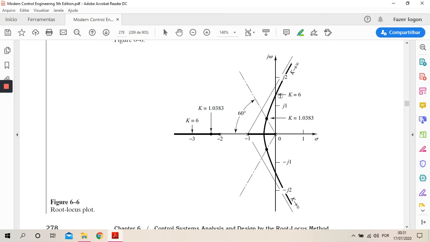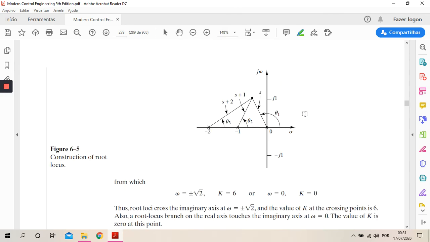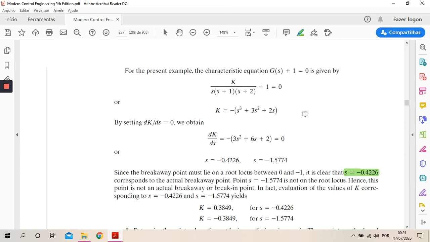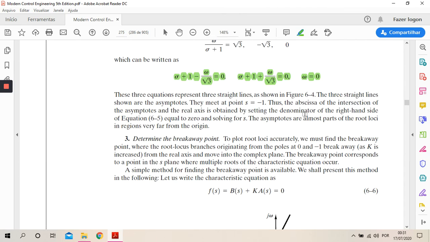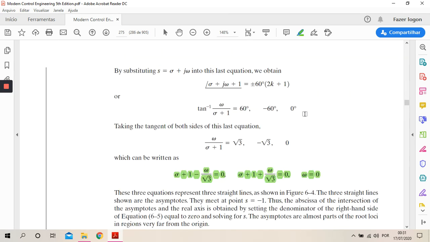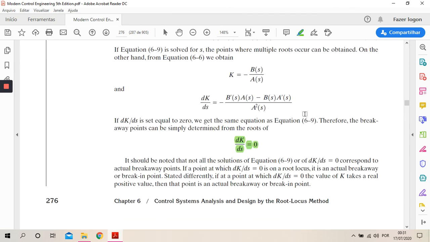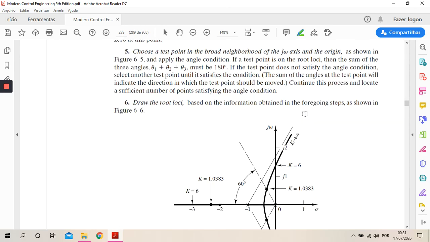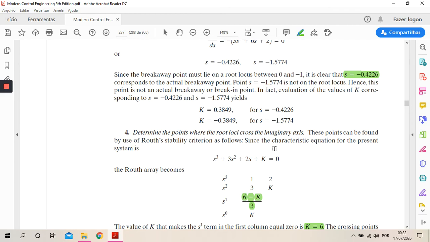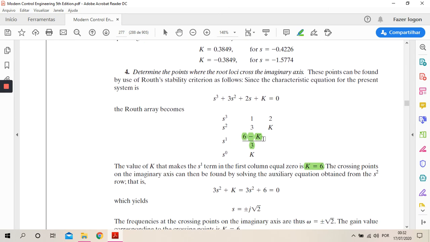And then we have the point where the root locus crosses the imaginary axis. Let's remember the points where it crosses the imaginary axis. Okay, choose a test point, draw the root loci, cross the imaginary axis. We found it here.